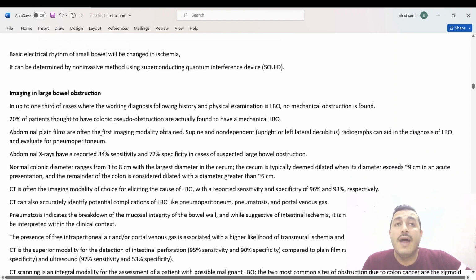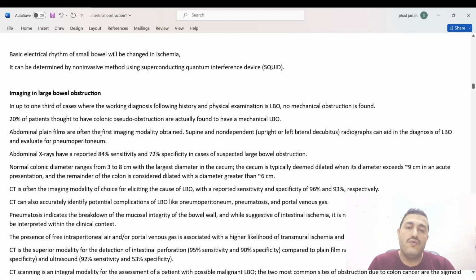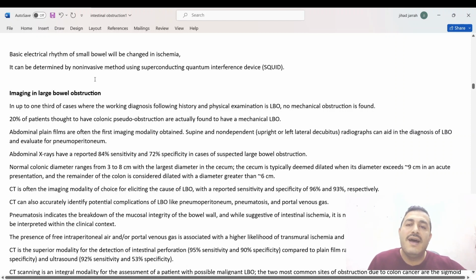Another modality to check the rhythm, the electrical activity of the small bowel wall, is what we call the SQUID device. This is a superconducting quantum interference device. This device has many medical applications. One of them is to check the basic electrical rhythm of the small bowel, which will be decreased in ischemia. So it can help us know whether there is evidence of strangulation or not. I didn't see it in my practice.